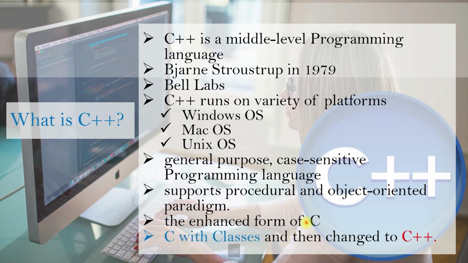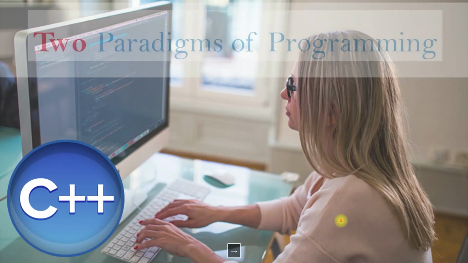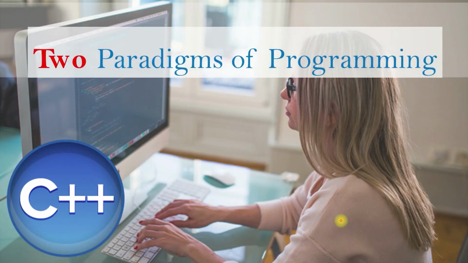And they named that new version of C programming language what? C with classes. So the name of the new version of C was C with classes. But then, once again, programmers brought more changes to the C with classes programming language, and finally they made C++. So C++ is the enhanced form of what? C.